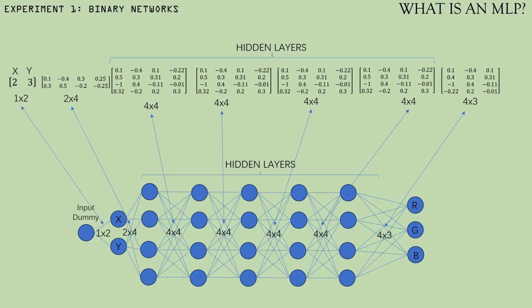Let's try evaluating this network when X equals 2 and Y equals 3. First, we do the matrix multiplication for the 1 by 2 and 2 by 4. Note that the columns of the input are the same as the rows of the weight matrix, which matches our description of the operation and its rules and restrictions. Now, because the shape is different, it looks kind of different, but it's totally the same.